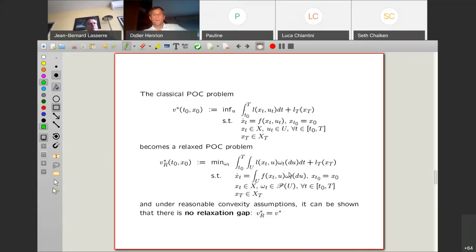So that's the relaxation procedure as far as the control is concerned. But here you see that there is still nonlinearity. If I want to carry on the LAAS program, step 1 is linear reformulation. I still have to deal with a nonlinear function of the state here. So now I'm linear in the control through the relaxed control omega, but I'm still nonlinear in the state.